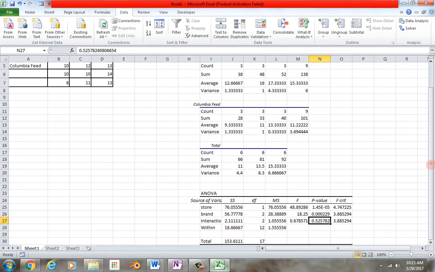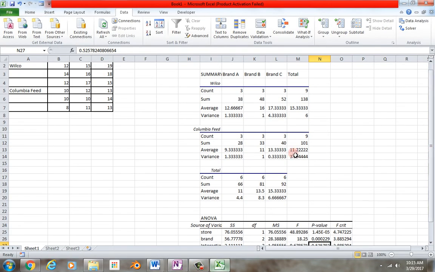Now, the person goes, well, if it matters where I should buy my seed from, I should probably come up here and look. And well, okay, cool. And so what you'll find is that your averages are right here. So from Wilco, when you use brand A, B, and C fertilizer, okay, clearly C is the best, yes?